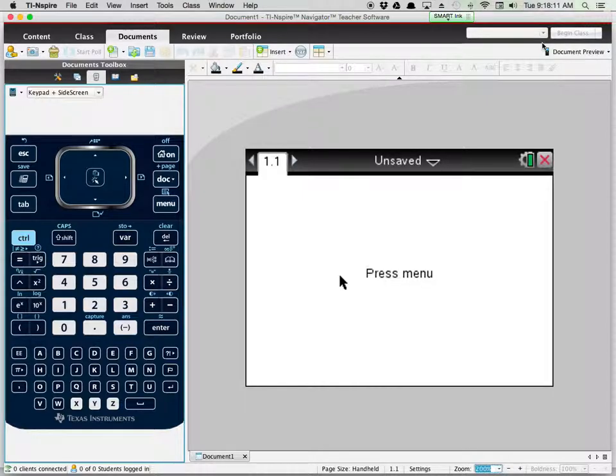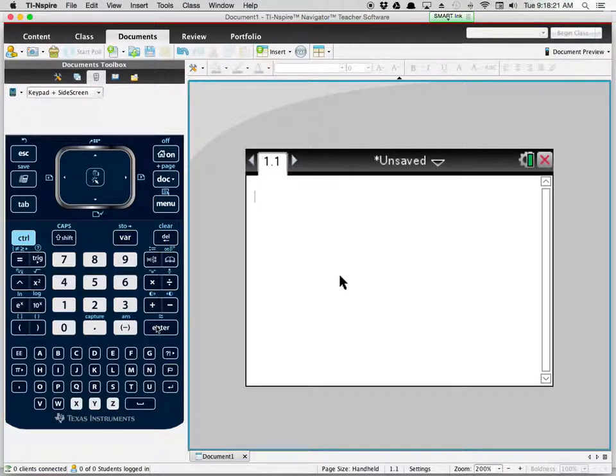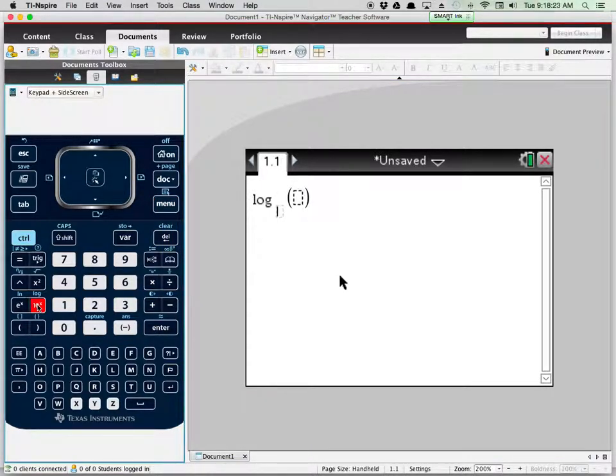If you notice over here on the left side, you've got log in blue. Since it's in blue, that means I have to do control click. I need to press menu first and get the calculator. So control, and there gives me that. Then all I have to do is put 3 in the base spot, and 635 over here. Press enter, and it tells me what that log equals.